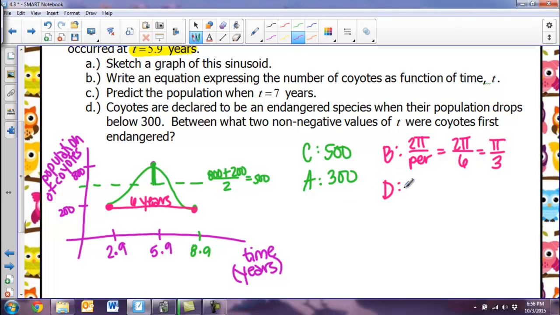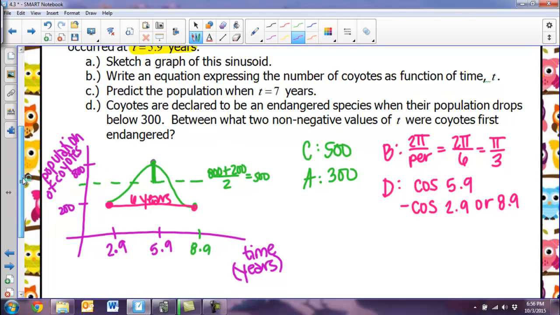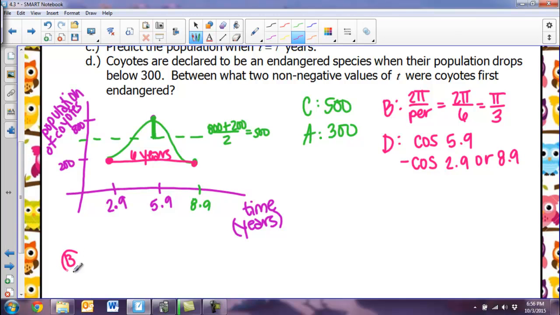Okay, the last thing I can do then is my d value. I can do this a couple ways. Cosine, remember, starts at a high, and that would be at 5.9 years. Or I could write this as a negative cosine graph, because I have a low point at 2.9, or another low point at 8.9, depending on where you want to go. So that would make my equation for part B. That was part A. Part B would be y equals 500 plus 300.